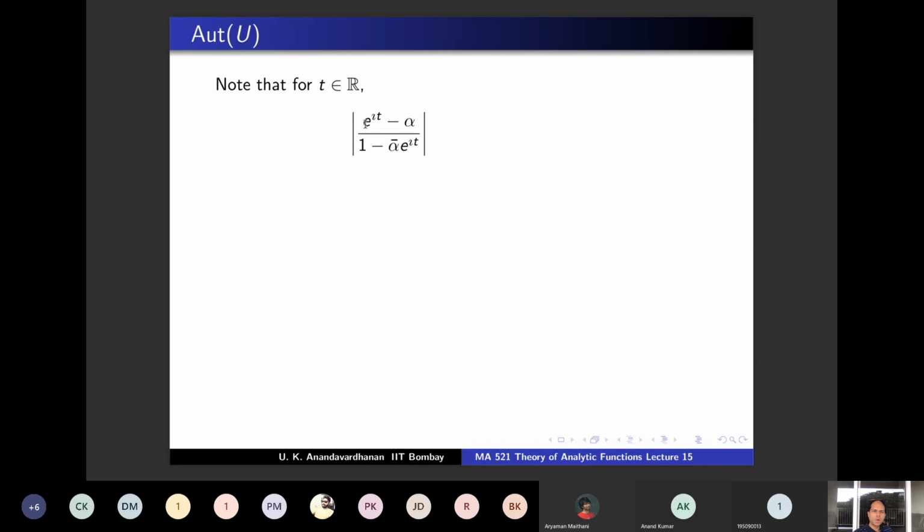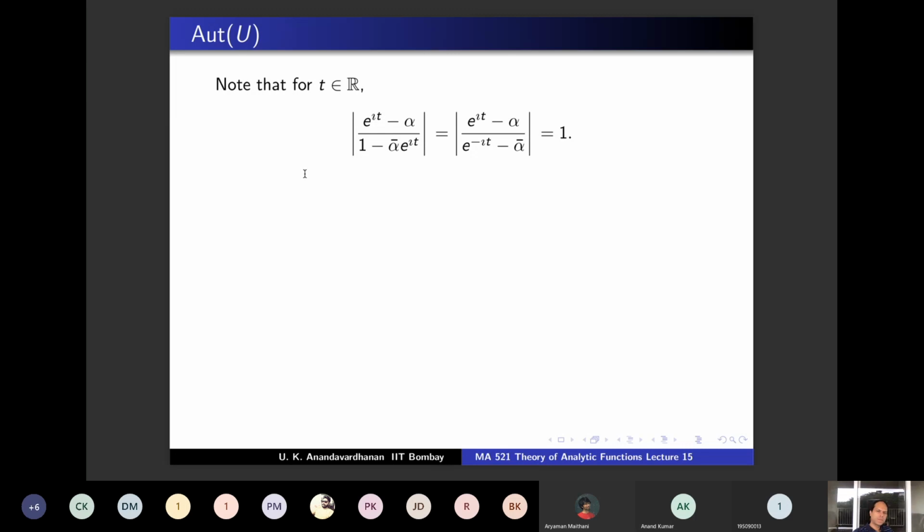And take phi alpha of e power it, that is (e power it minus alpha) by (1 minus alpha bar e power it). The modulus of this is equal to the modulus of (e power it minus alpha) by, you multiply by e power minus it, you can multiply by that because it has modulus equal to 1, so (e power minus it minus alpha bar). But this is nothing but the bar of the numerator, no? If this was z, this is z bar. So the modulus is equal to 1, right? Mod of z by z bar is 1.